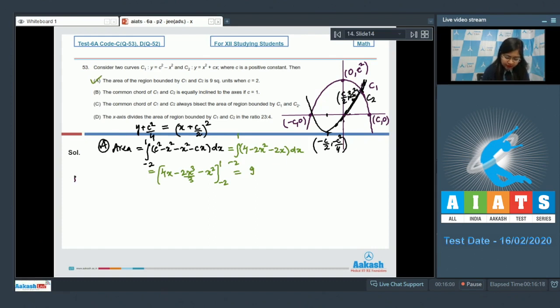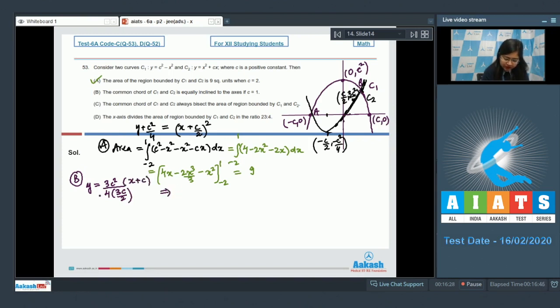Now option number B. The common chord of C1 and C2 is equally inclined to the axis if c is equal to 1. Let us say this is A and this is B. So common chord is passing through A and B, that is y minus 0 is equal to 3c square by 4 divided by c by 2 plus c, that is 3c by 2, into x plus c.